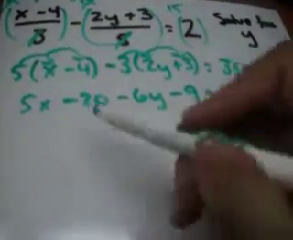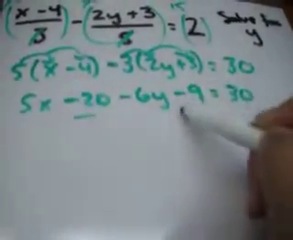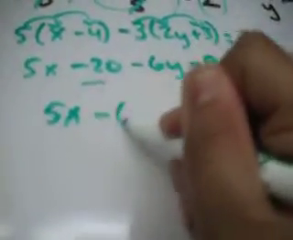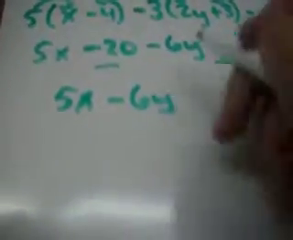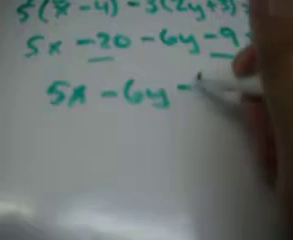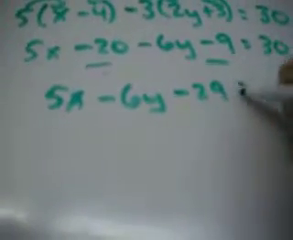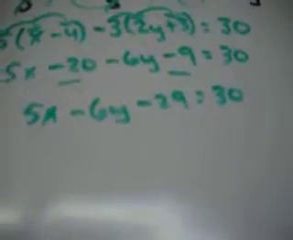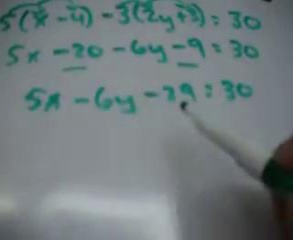Now I'm going to clean these up here because I don't want these numbers just sitting by themselves. So I'm just going to go 5x minus 6y, because I can't combine these two because they're different letters. Then I'm going to get negative 29 equals 30.